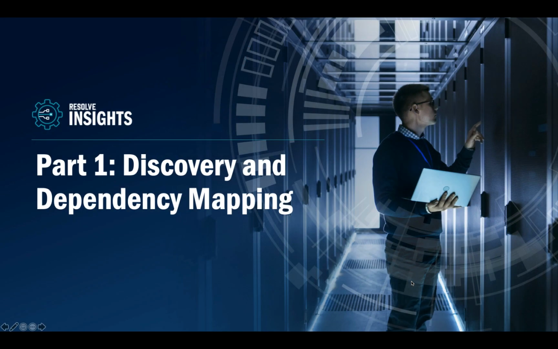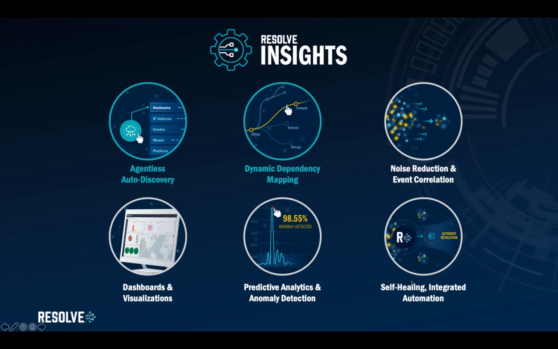So let's get started with part one, discovery and dependency mapping. In this session, we're going to be taking a deep dive into the configuration and understand how you can configure agentless auto discovery within your environment across compute, storage, and network devices, as well as understanding critical business services and applications, and showing you how you can quickly understand the IT infrastructure that supports them.